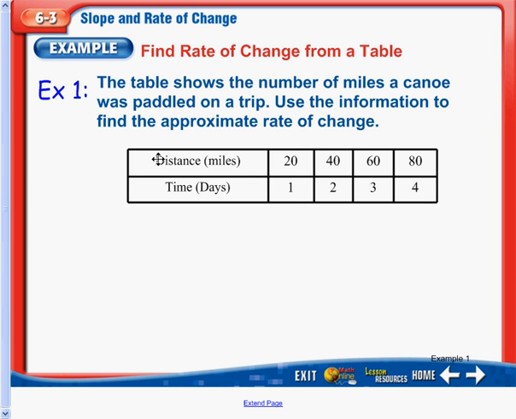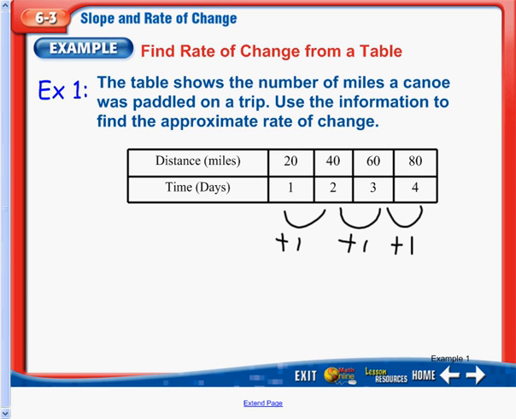So our first example here is: the table shows the number of miles a canoe was paddled on a trip. Use the information to find the approximate rate of change. So we have distance on top here as miles and time in days. And as we notice on the bottom here, each jump in our days is only one. So this is something to notice. Just like our sequences, we notice our change on the bottom here is 1.